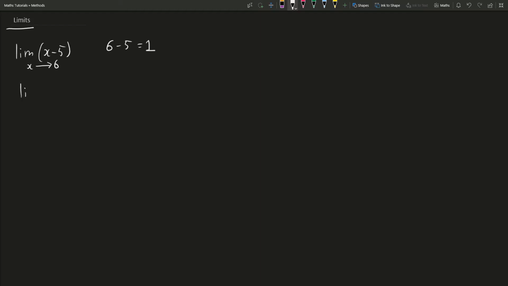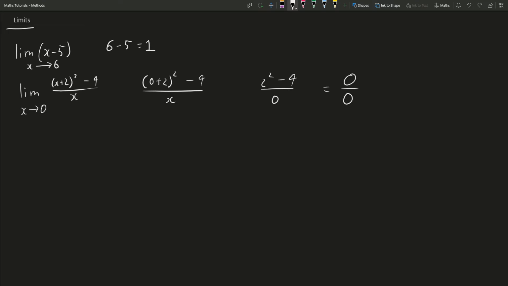So we have the limit of (x plus 2) squared minus 4 on x as x approaches 0. Now you might already see the problem here if you're subbing in 0 for x. We get (0 plus 2) squared minus 4 on 0, so we get 2 squared minus 4 on 0, which is equal to 0 on 0. Slight problem. If you get a value like this, 0 on 0, it means you need to factorize.